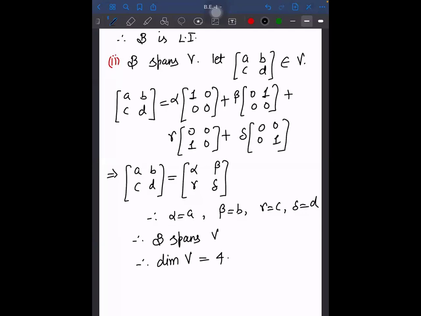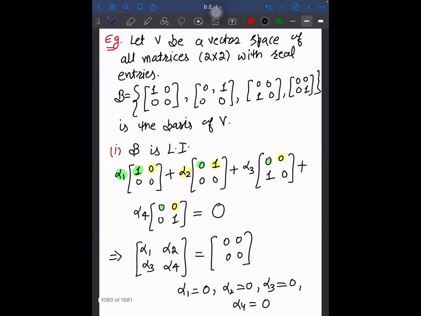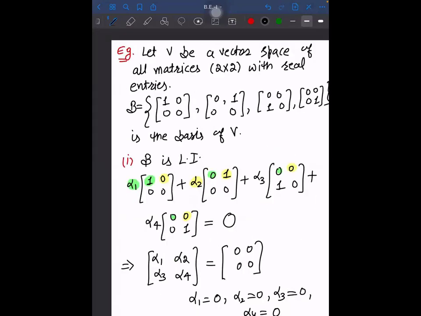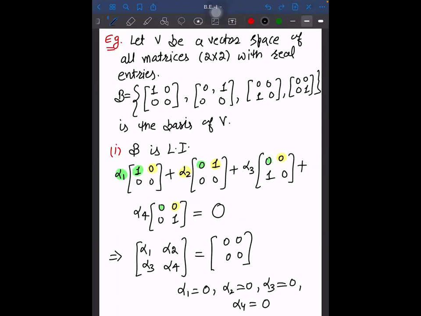Okay? Now tell me one thing, if you get 9 elements over there, for 3 cross 3 matrices, what would the dimension be? 9. Yes. And if they are m cross n matrices, what would the dimension be? What should be the dimension then? m times n, right?